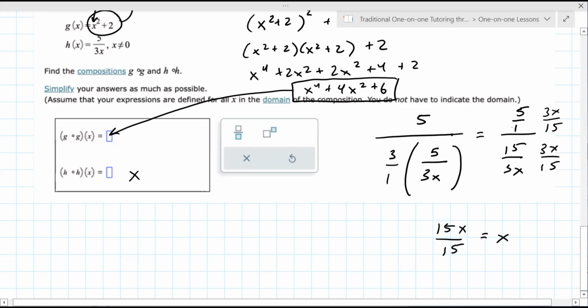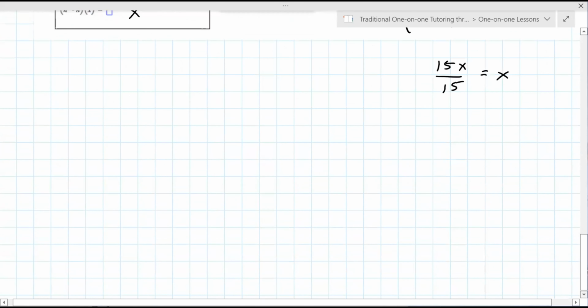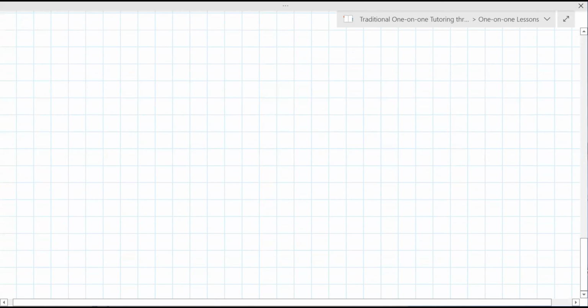Yeah, exactly. And if you need to, you can start writing it as 5/1 in the top, whatever you need to do. Yeah, that's what I got. Okay, perfect. Okay, I'll share my screen again.